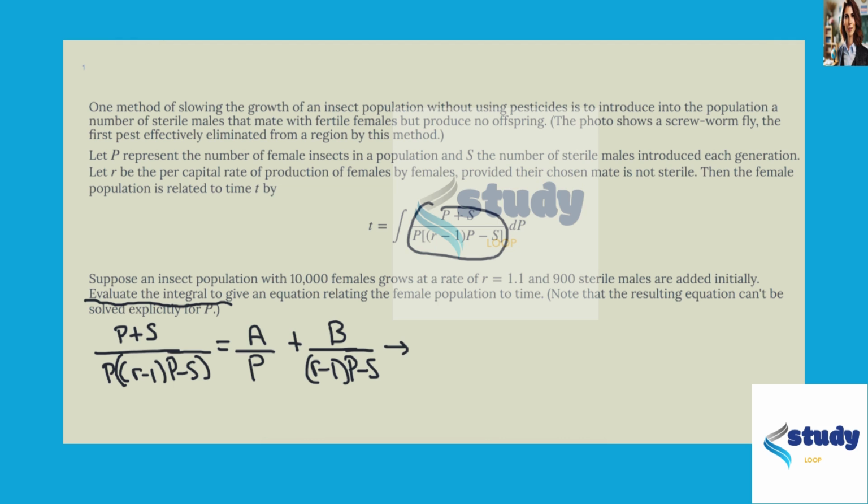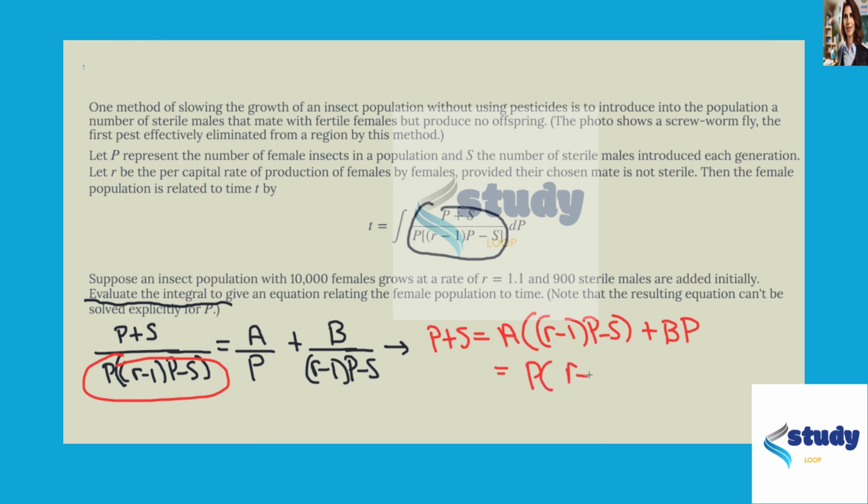Now let's go ahead and multiply both sides of this equation by the denominator on the left. So we have p plus s. Then we have A, r minus 1 p minus s, Bp. Go ahead and factor out a p. And then our constant term is As with a minus outside.